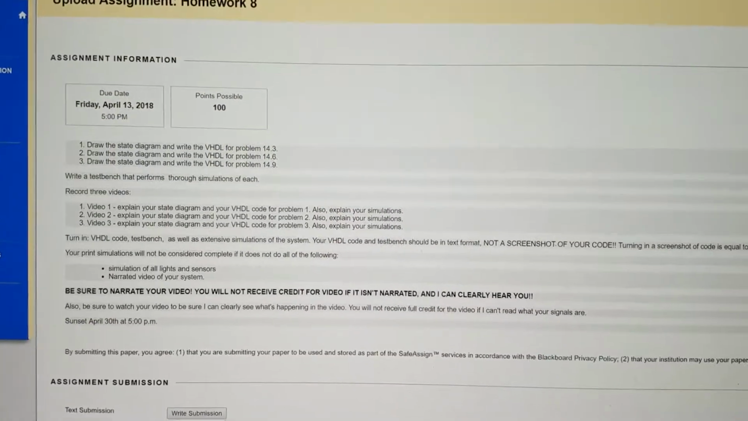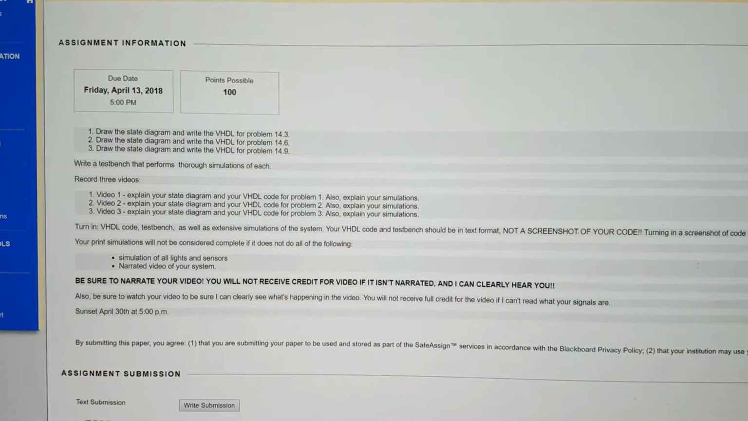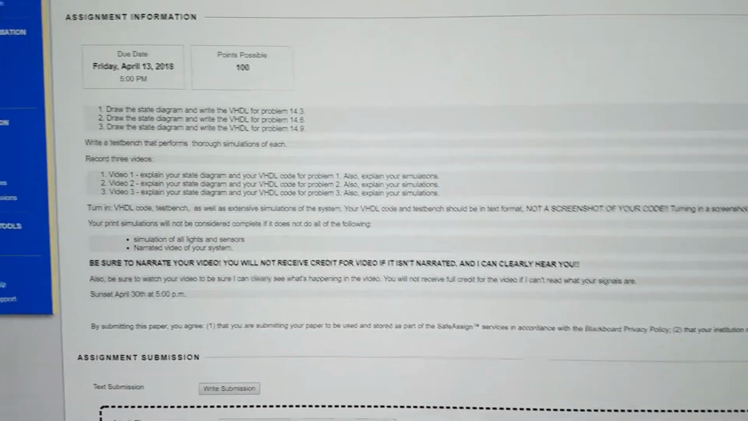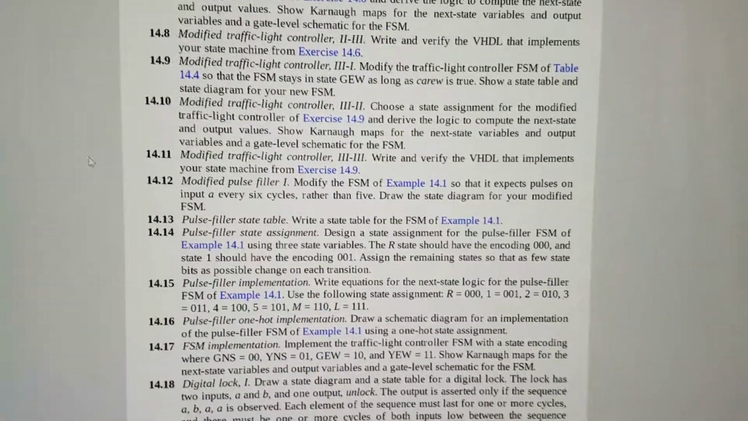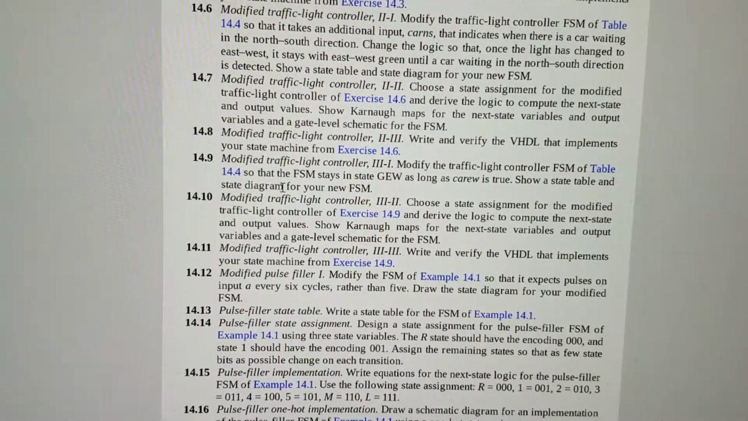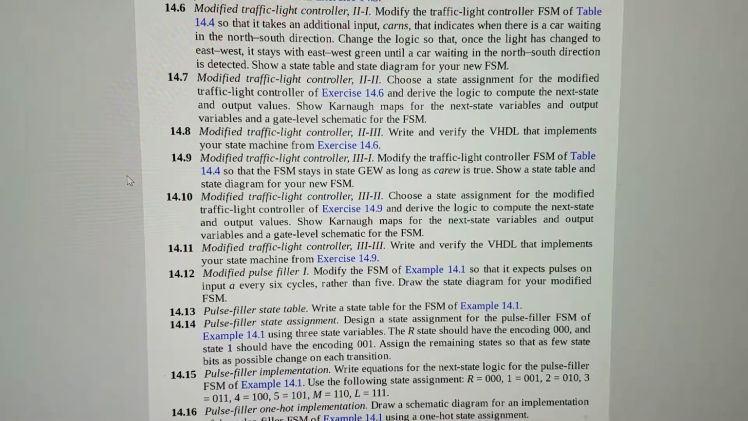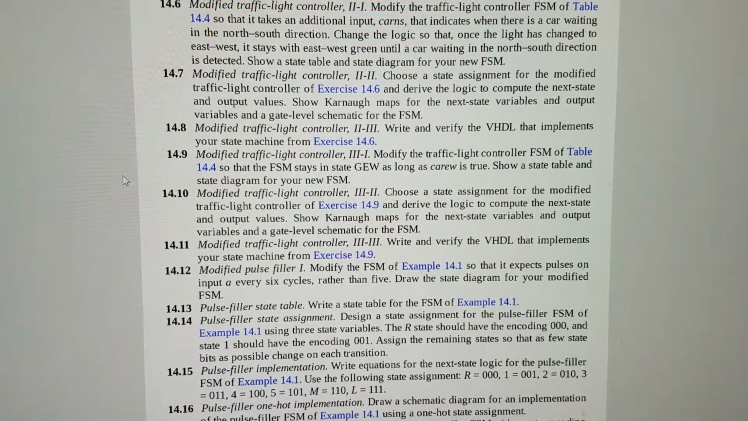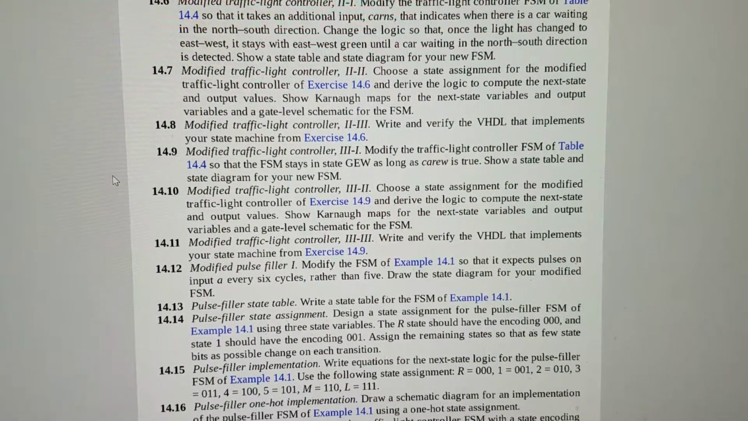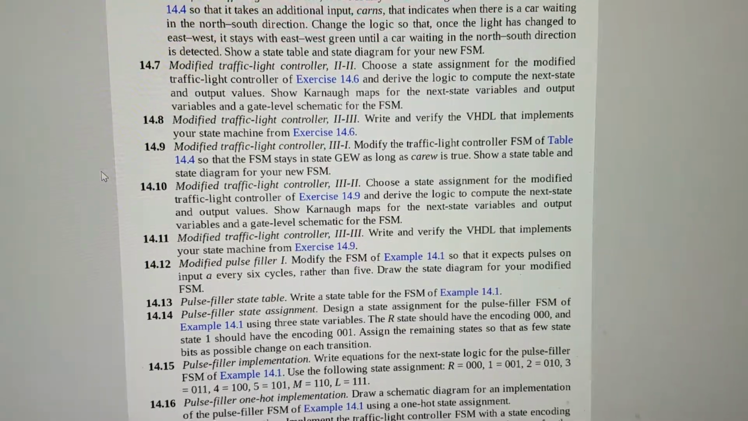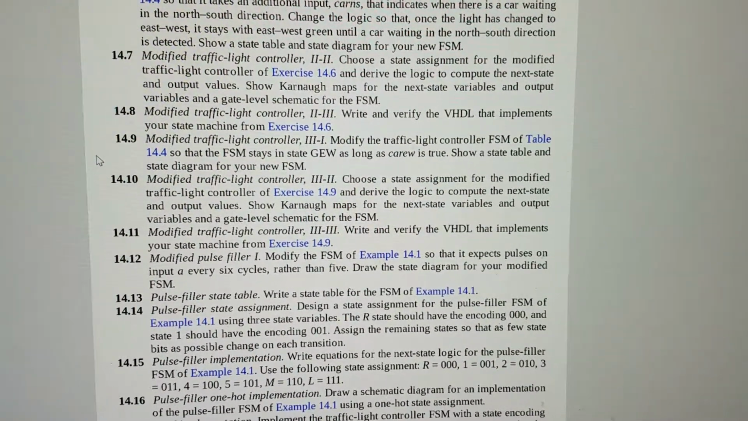Okay, so for our last video, video 3, explaining our state diagram VHDL code for problem 3. In problem 3, it's right here. We are to modify the traffic light controller so that the FSM stays in green east-west as long as car east-west is true. So as long as there's a car present, it will stay green. Show the state table and state diagram for your FSM.